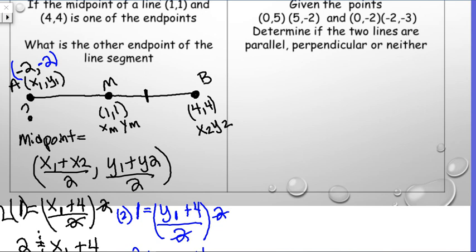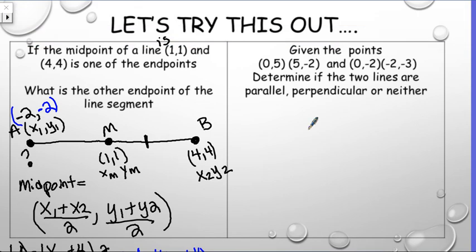Alright, so now the second question. It says, given the points (0, 5), (5, 2), (5, -2), and (0, -2), (-2, -3), determine if the two lines are parallel, perpendicular, or neither. So here, I have 2 points that make up a line, and I have another 2 points that make up a line.